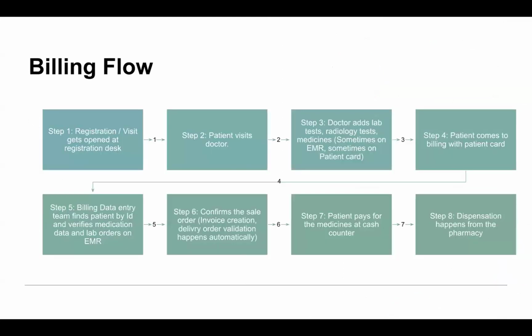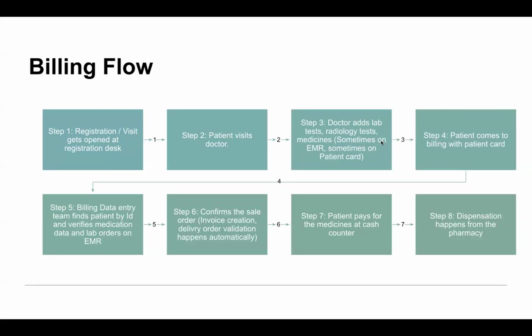And this is the billing flow, how it happens at the facility. So first the patient visits the registration desk, and either the new registration happens or the visit gets opened at the registration desk. Then a patient card is given to the patient. The patient visits the doctor. The doctor adds the test, radiology test or medicines. Sometimes the doctor adds it on the EMR. Sometimes if the patient load is too high, they write it on the patient card also.